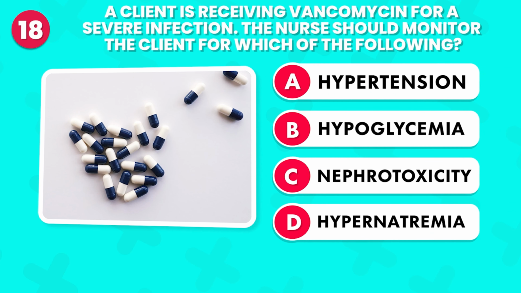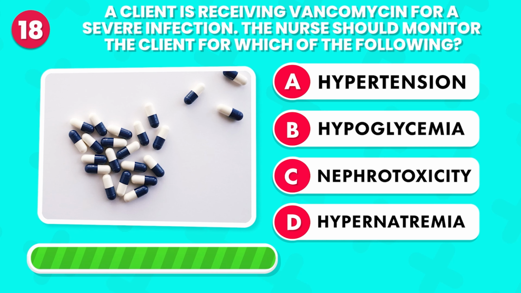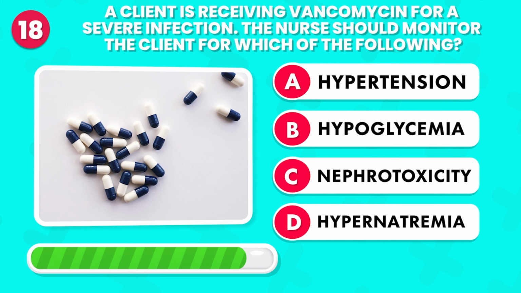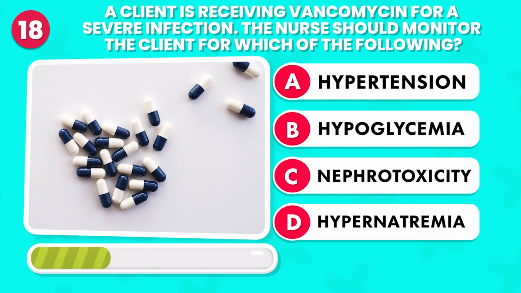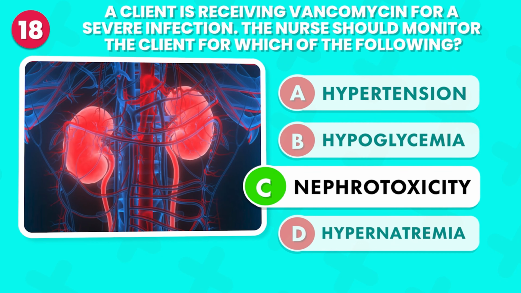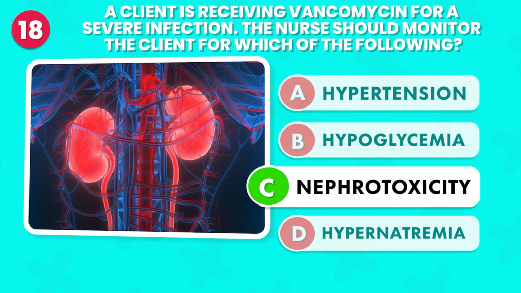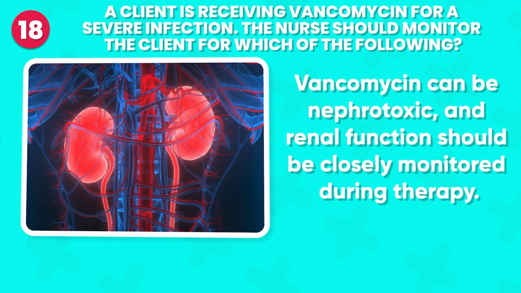A client is receiving vancomycin for a severe infection. The nurse should monitor the client for which of the following? A. Hypertension. B. Hypoglycemia. C. Nephrotoxicity. D. Hypernatremia. It's C. Nephrotoxicity. Vancomycin can be nephrotoxic, and renal function should be closely monitored during therapy.